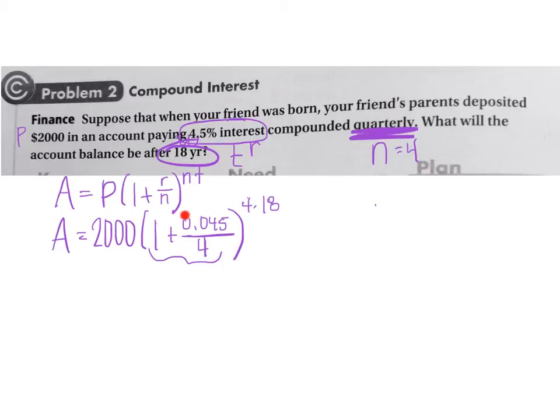So in your calculator, do 0.045 divided by 4 equals, plus 1 equals. Hopefully you got 1.01125. So it's going to be 2,000 times 1.01125. Now I have to do the exponent, but I can't necessarily do the exponent until I know what 4 times 18 is. So let's do some scratch work on this one.